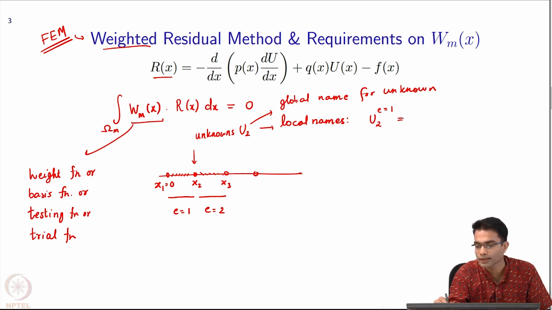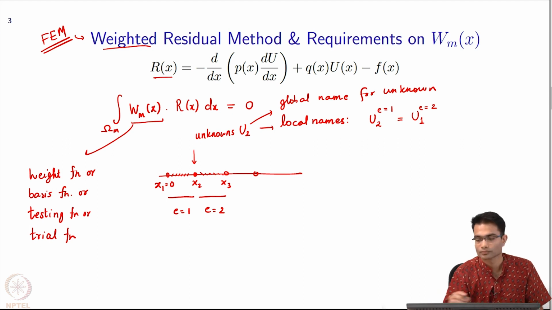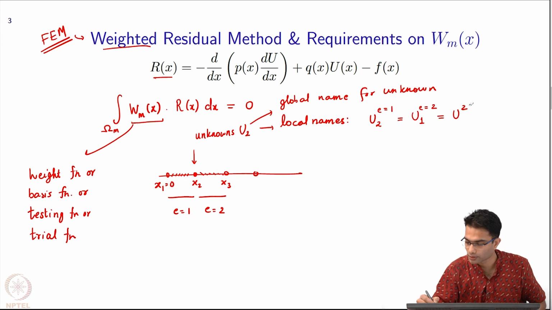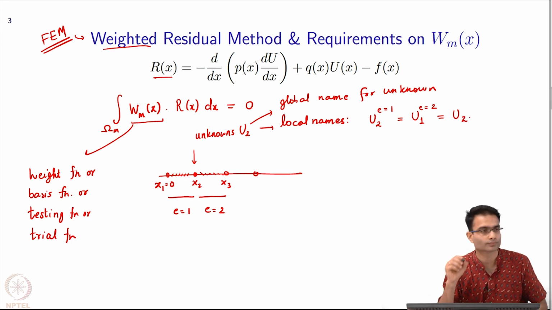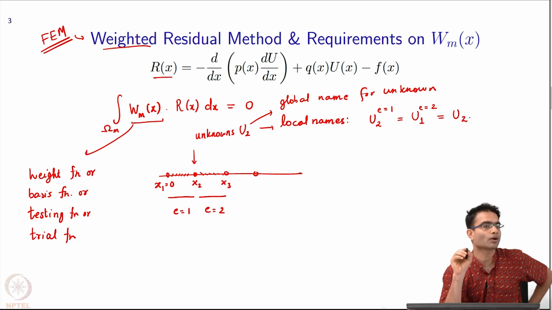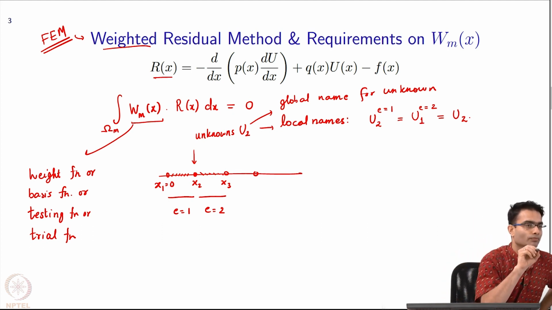I could also call it E is equal to 2. What will I call it in E is equal to 2? Is it the left node or right node? Left node. And this is all equal to, at the subscript. So the same unknown is being called by three different names.